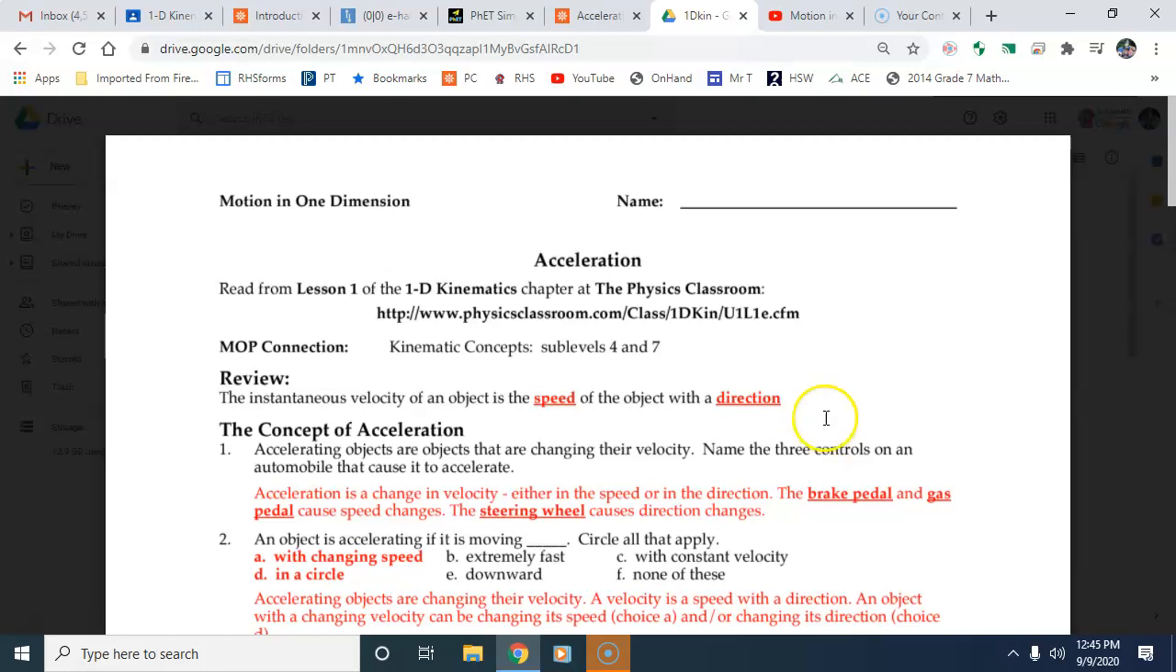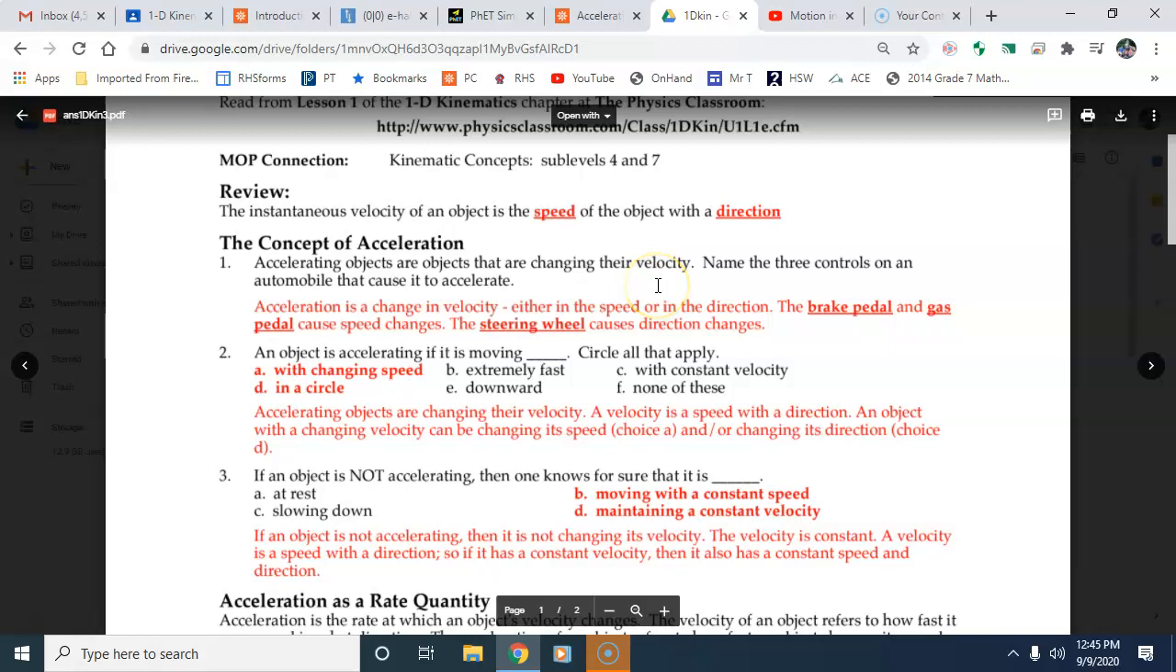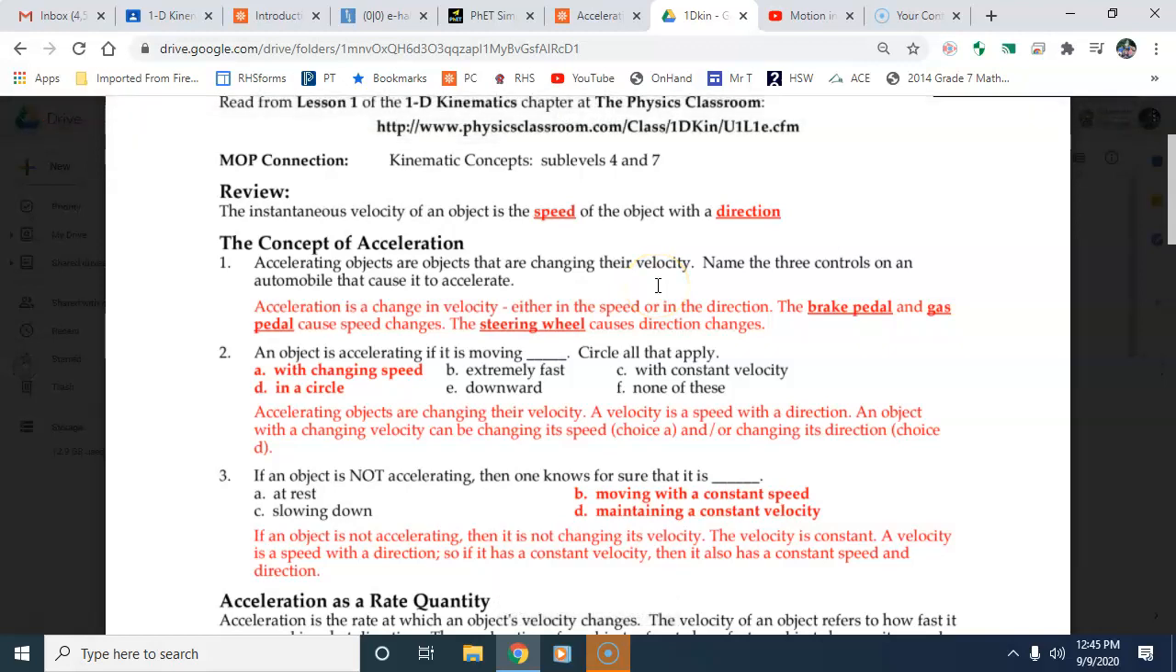Okay, so with all that stuff in mind, number 1 basically says, give us 3 controls in a vehicle that can cause the 3 different ways you could possibly accelerate. So this should be pretty common sense, right? What's one? Go ahead, sir. Gas pedal. When you hit the gas pedal, you speed up, right? What's another one? Brake pedal. When we hit the brakes, you slow down. And what's the final one, Braden?